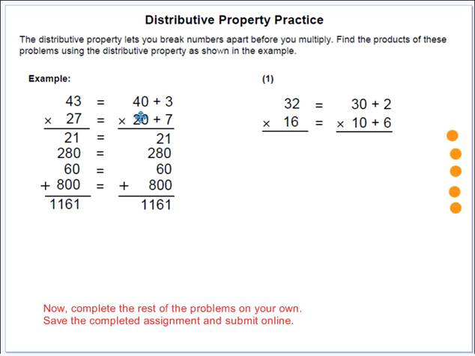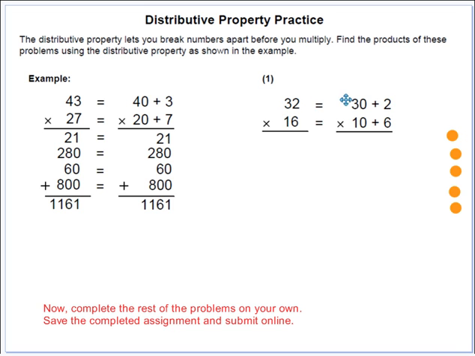Then we multiply 20 times 40. Remember, we cover up the zeros, and we get 4 times 2, which is 8, and then we add 2 zeros to the end this time for 800. Then you add everything up for 1,161. Let's do the same thing over here for number 1. We'll do one more example.